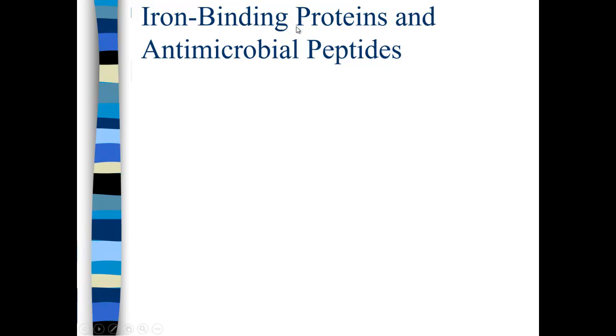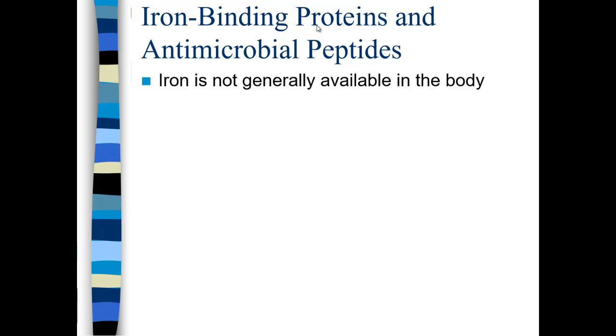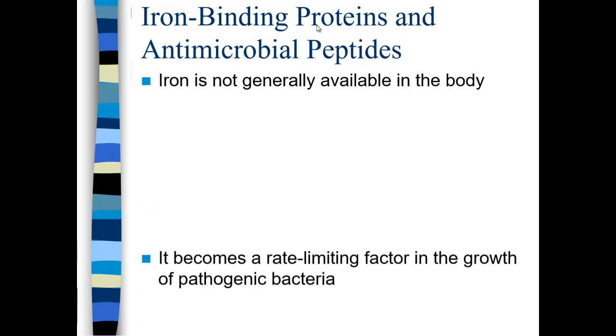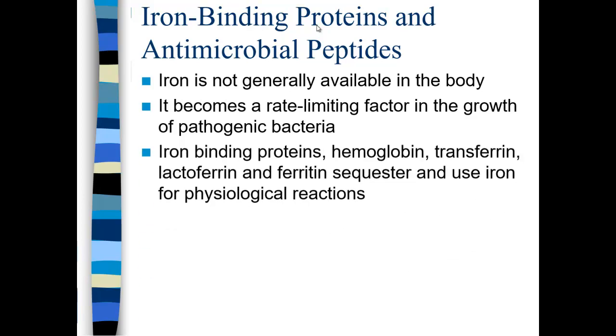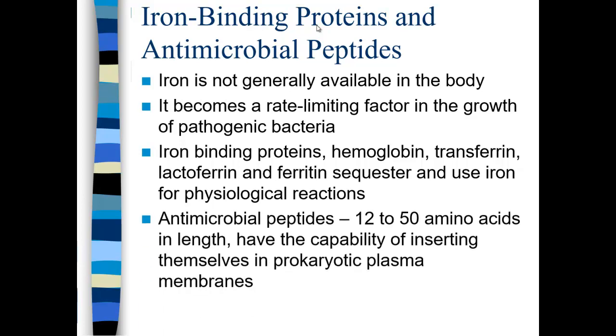You also have iron binding proteins, which scavenge iron. Bacteria love iron. They need iron to survive. So if you can scavenge iron away from the bacteria, then you will be able to limit bacterial growth. Iron is not generally available in the body, so it becomes a rate-limiting factor in the growth of pathogenic bacteria. So you have proteins like hemoglobin, transferrin, lactoferrin, and ferritin, and they use iron for physiological reactions, but they keep it away from the bacteria.